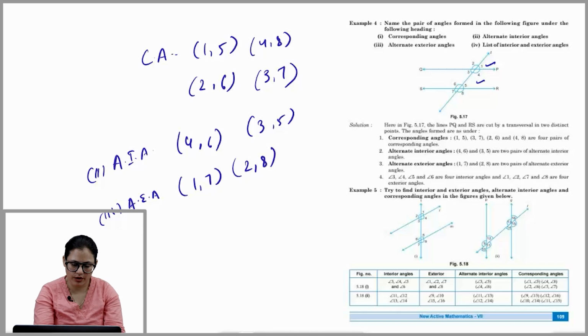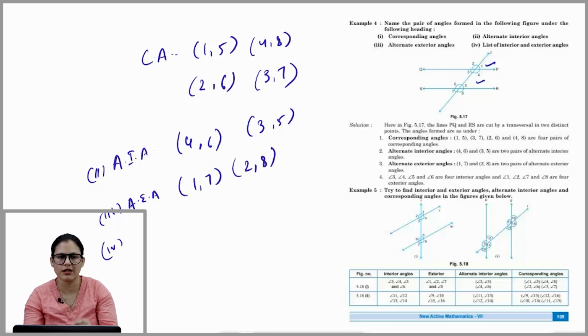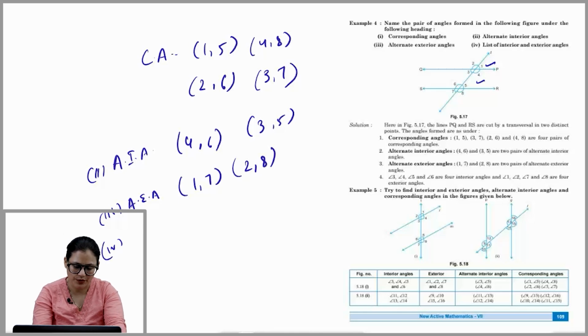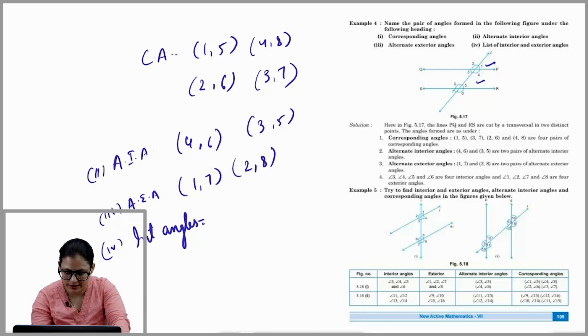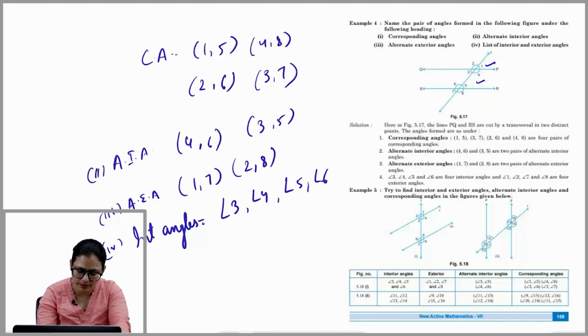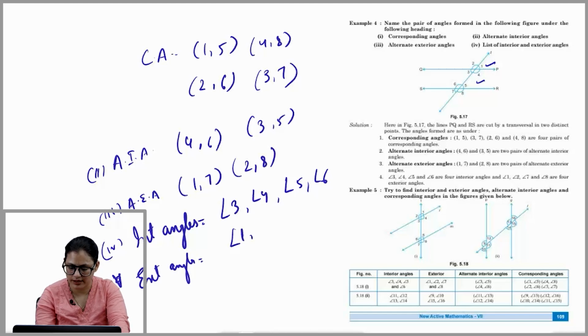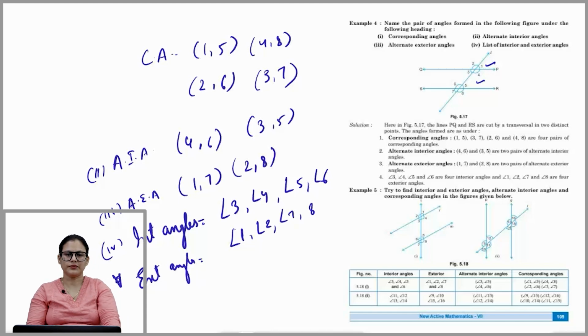And number 4, what you have to write is the list of interior and exterior angles. So first we will write interior angles. So interior angles are angle 3, angle 4, angle 5, angle 6, and the remaining are what? Exterior angles. Means angle 1, angle 2, angle 7 and angle 8, right?